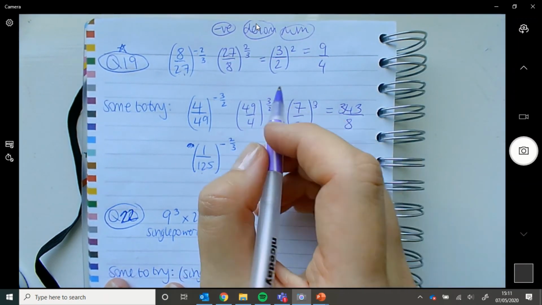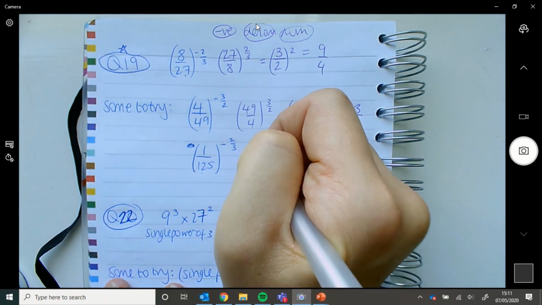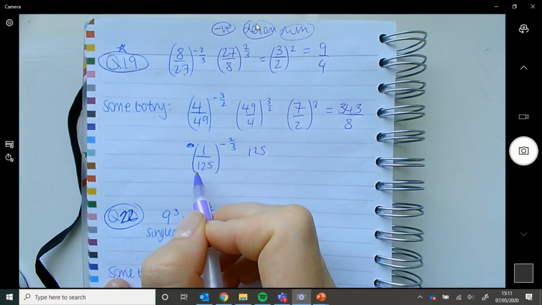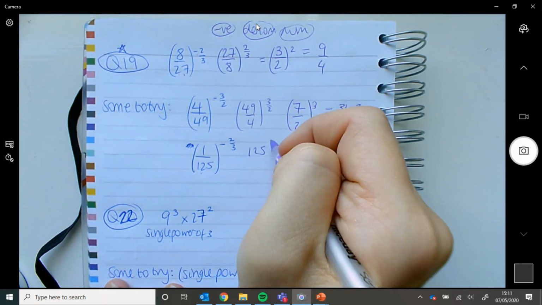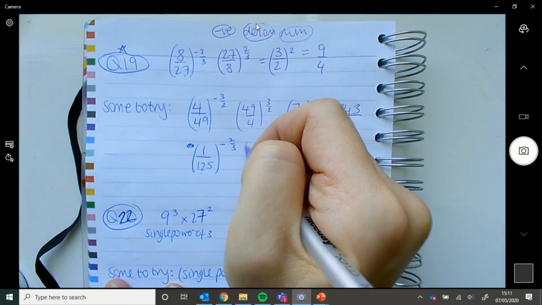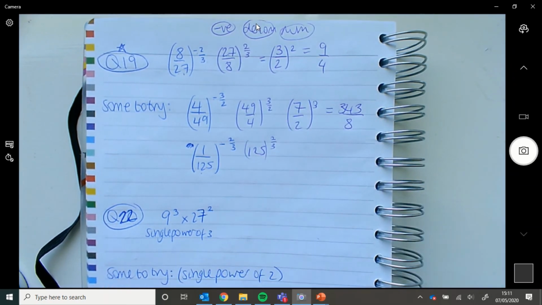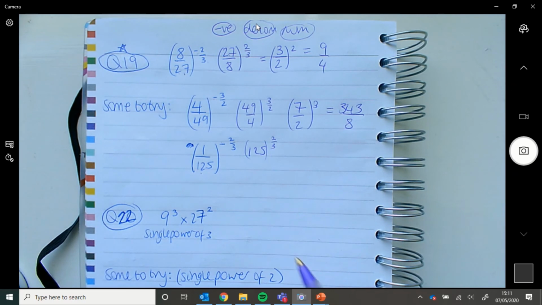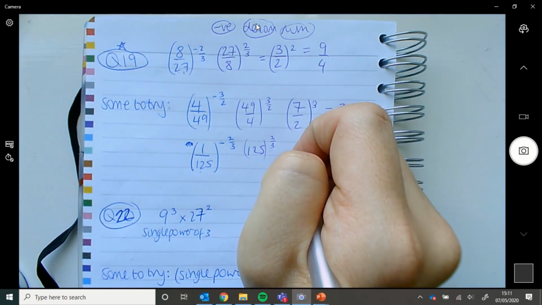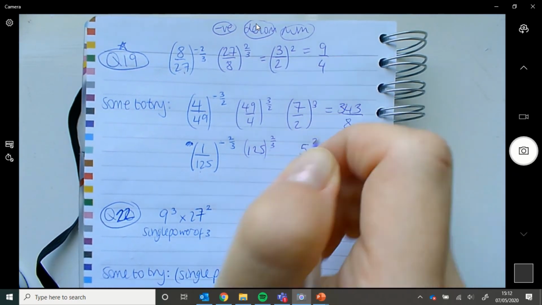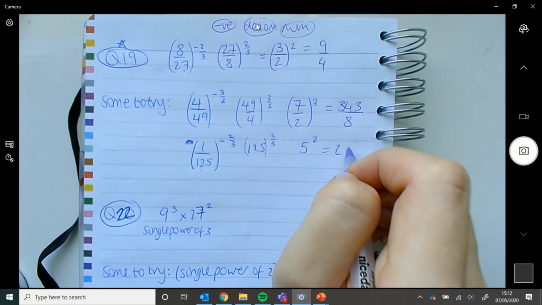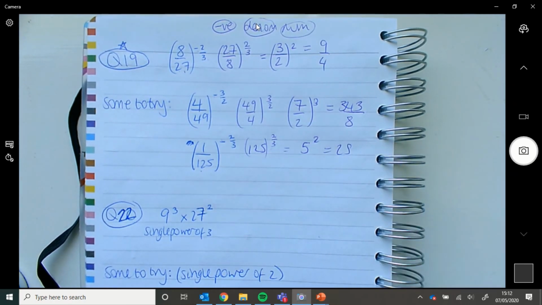Last one. Negative means find the reciprocal. 125 over 1 is the same as 125, so I'm going to leave it like that, and I'm going to have it to the power of 2/3. Again, I can put it into brackets if I want to, but I don't need to if there's only one number in the base. Cube root that. Cube root of 125 is 5. Still got that power of 2, 5 squared, which gives me 25.